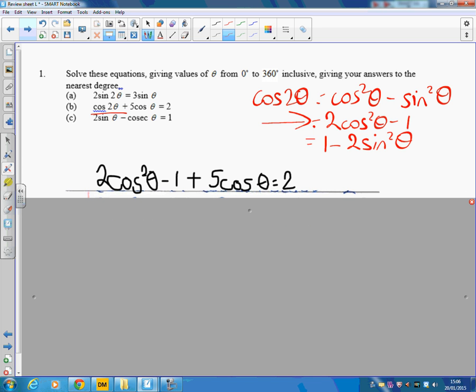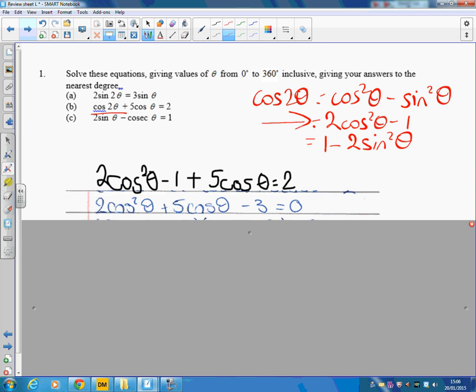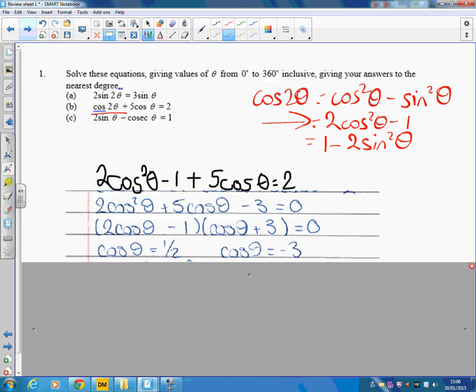replacing cos 2 theta with 2 cos squared theta minus 1 plus 5 cos theta equals 2. Simplifying down to make a nice quadratic. And you could factorise, I've factorised, if not, put it in your calculator, and you will get cos theta equals half, or cos theta equals minus 3.